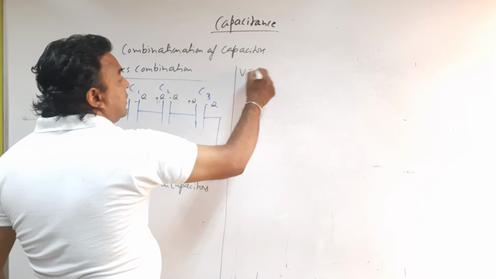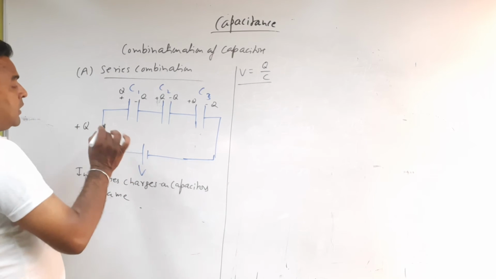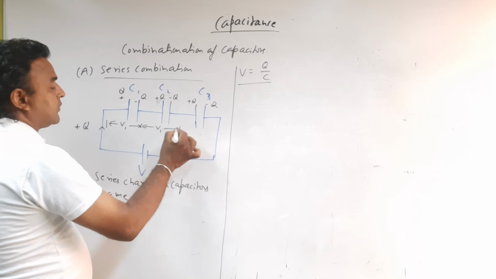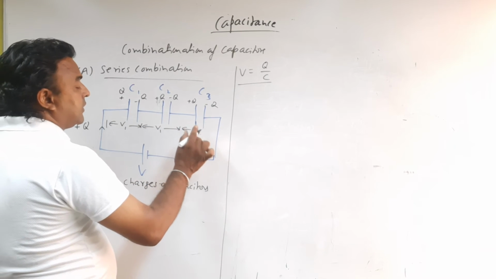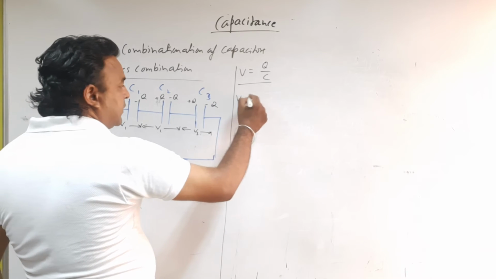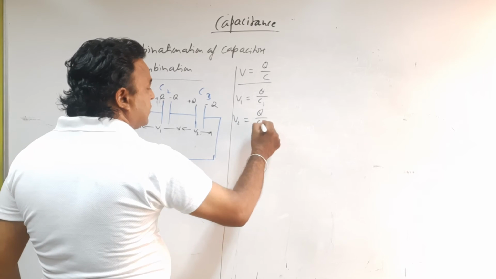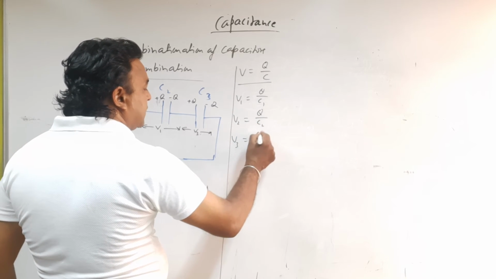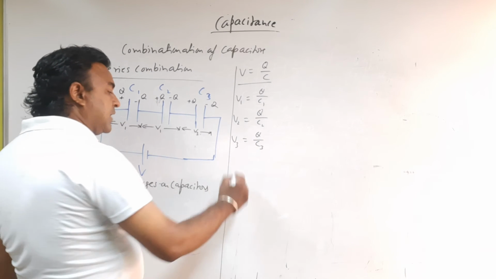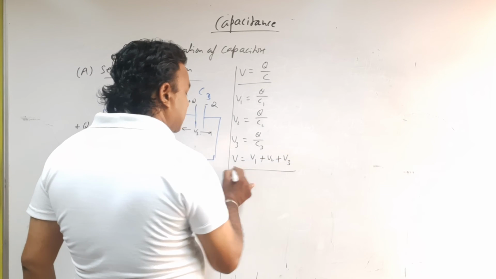Now V is equal to Q by C. So the potentials on each will not be the same because the charges are the same but the capacitances are different. V1 equals Q by C1, V2 equals Q by C2, V3 equals Q by C3. But the total potential is what? V equals V1 plus V2 plus V3.